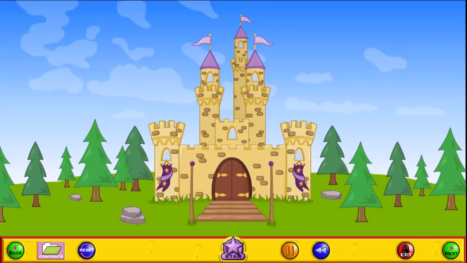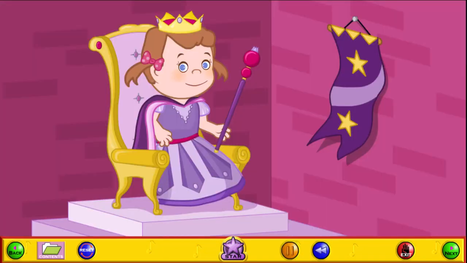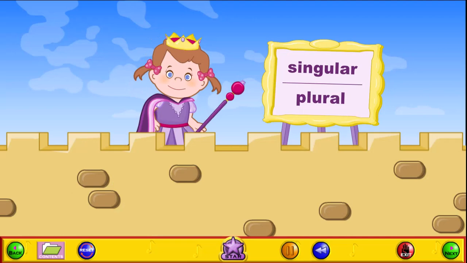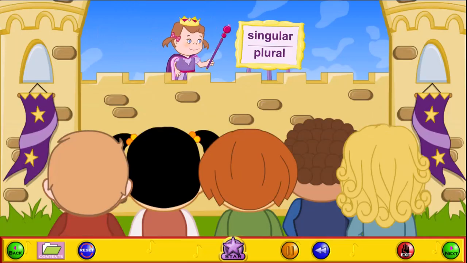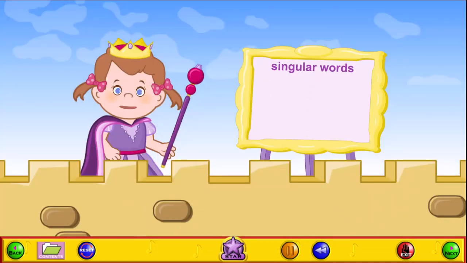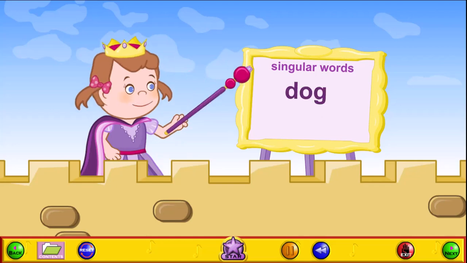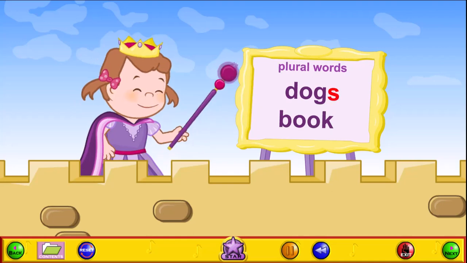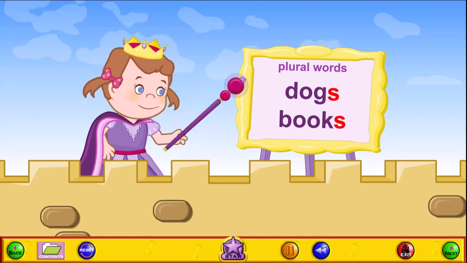Once upon a time, there was a queen who loved to turn singular words into plural words. She loved it so much that she used to stand on the balcony of her castle and educate the people about singular and plural words to make sure they understood what they were. You use singular words when you are only talking about one thing, like one dog or one book. A plural word is used when you are talking about more than one thing, like 2 dogs or 10 books.